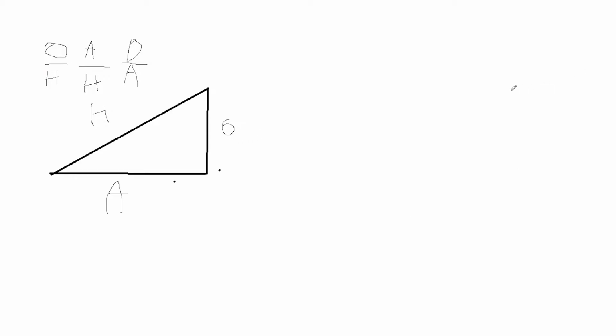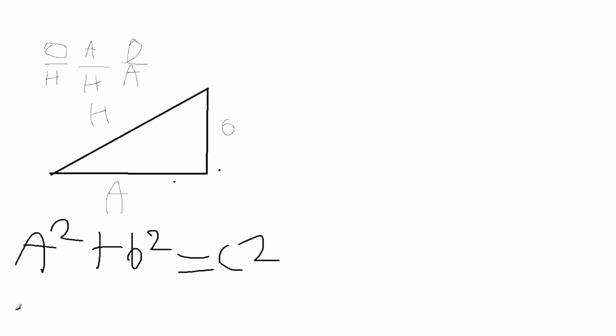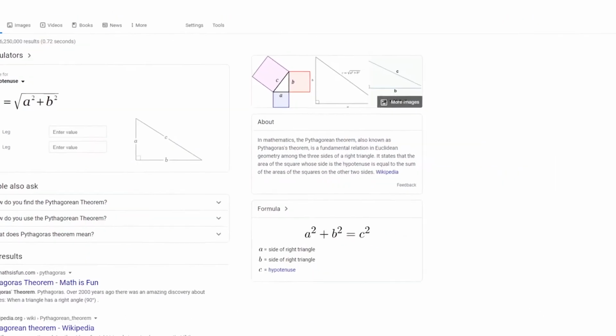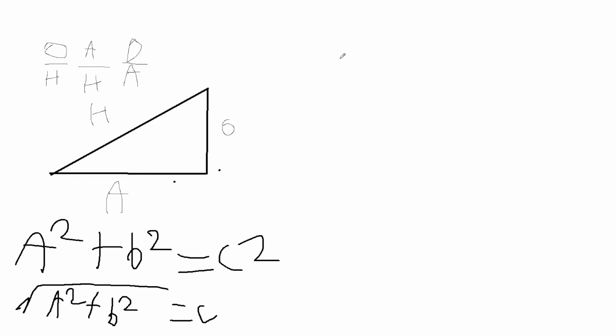Yeah, so the Pythagorean Theorem. You've probably heard this equation, but if you didn't, here it is: A squared plus B squared equals C squared. That means the square root of A squared plus B squared equals C. And here are some pictures I found on the web. So the formula. Okay, found an equation.